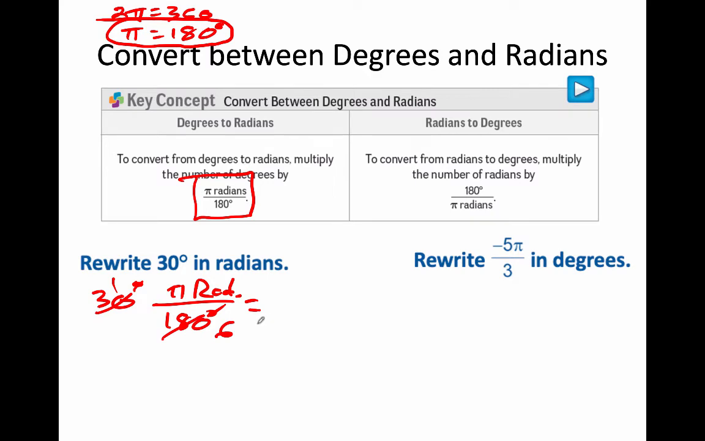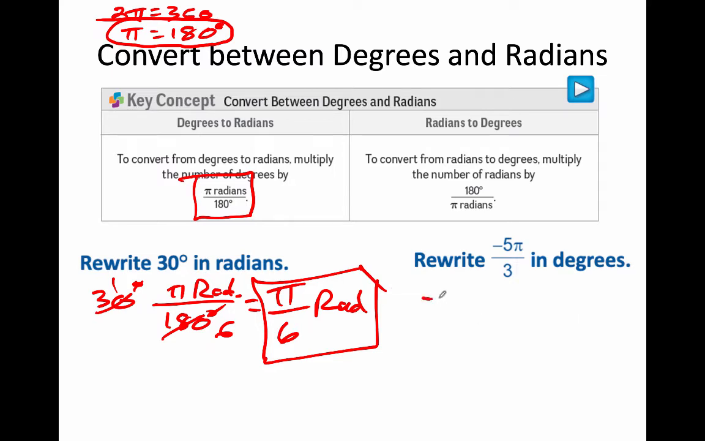If you're not sure about that, use your calculator. Remember, the math key has a fraction button, so you can do 30 divided by 180, change to a fraction. And then I get pi over 6 radians. And we always write them in terms of pi whenever we can. They don't have to be written in terms of pi. 2 pi is 6.28. 1 pi is 3.14. Pi over 6 has a decimal, but we like to leave it in terms of pi because pi is an irrational number.